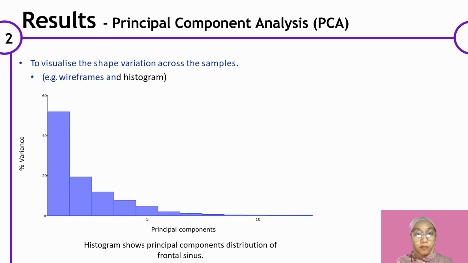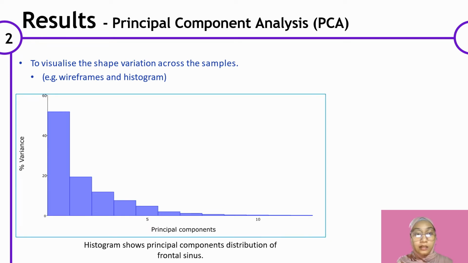Next, PCA was performed to visualize the shape variation across the sample in the form of a wireframe diagram and also a histogram. So from the histogram below, we can see that there are 12 principal components that are responsible for the total frontal sinus shape variation. And the first 3 components contribute the most to the frontal sinus variation.